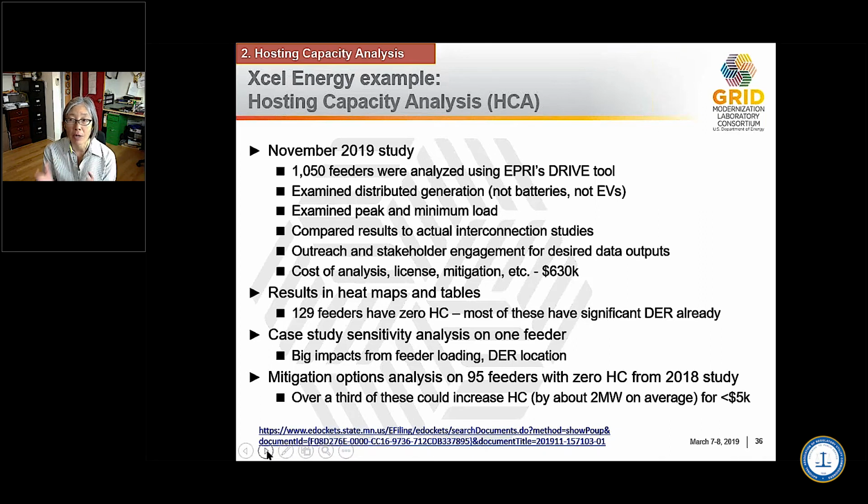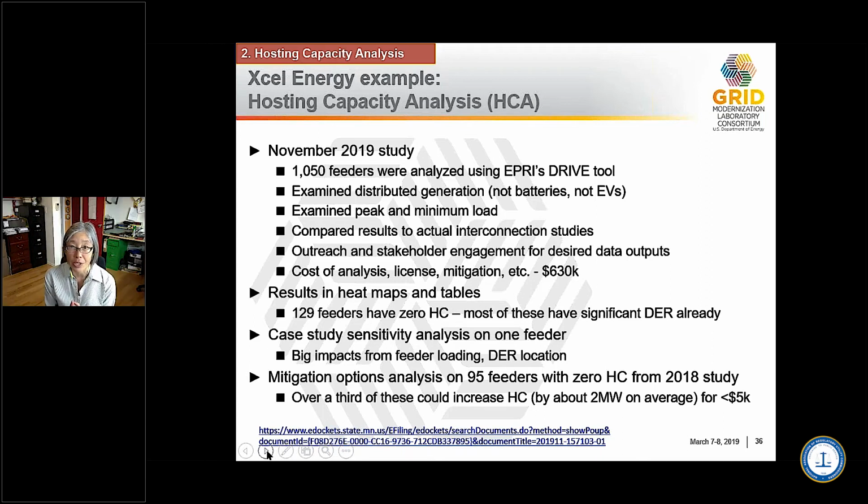So they did a hosting capacity analysis in 2019, building on a previous analysis in 2018, and they used that EPRI Drive tool, and they modeled about 1,000 feeders. They made a lot of improvements over what they did in 2018. I'm not going to go into those details here. I'll just maybe talk a little bit about the results. 129 of those 1,050 feeders have 0 hosting capacity. A lot of them have over a megawatt of DER already.